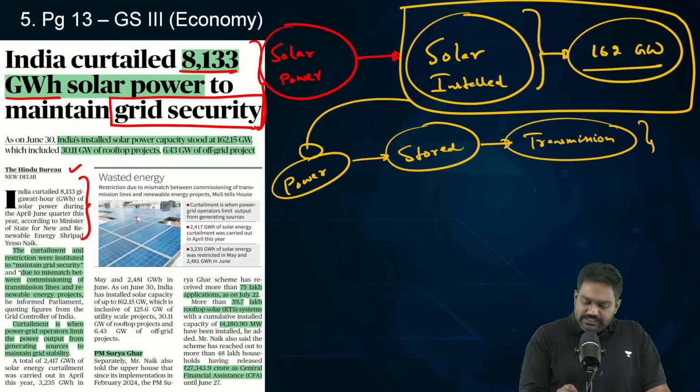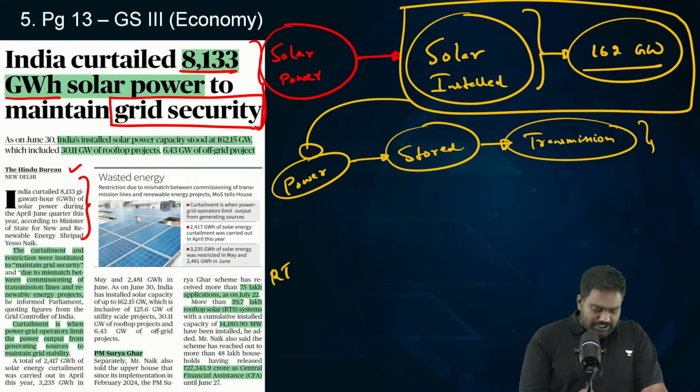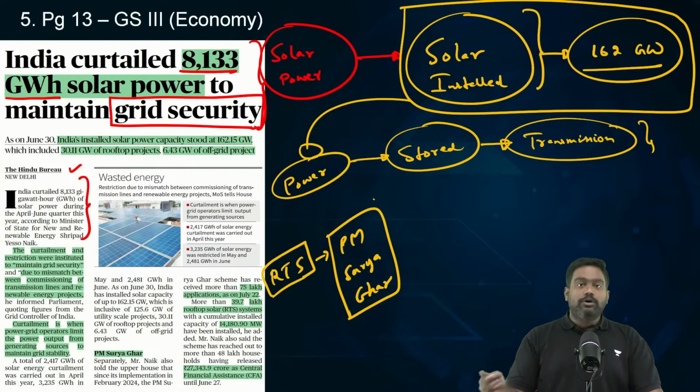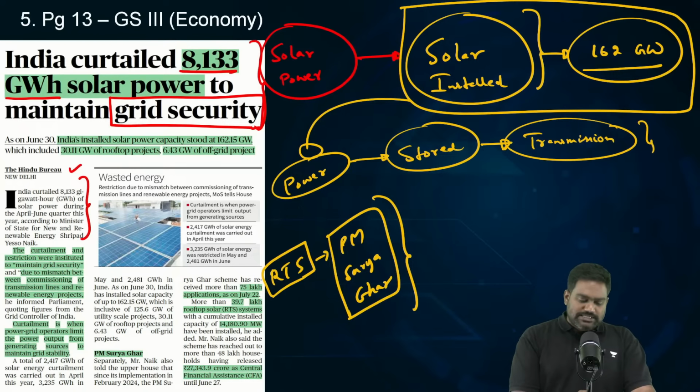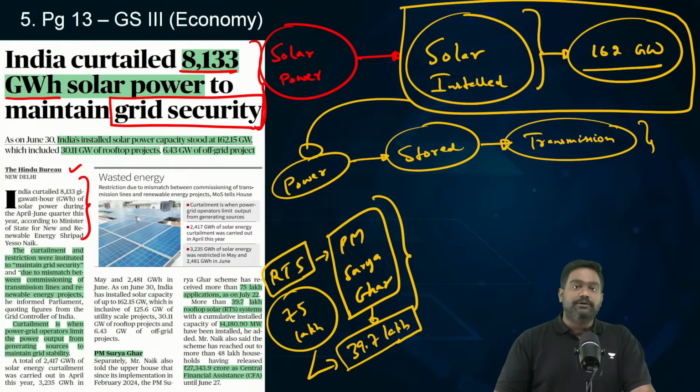So while India has pushed ahead with establishment of solar parks, India has pushed the rooftop solar project as well under the Pradhan Mantri Surya Ghar scheme, where the central government has been providing financial assistance for households to set up solar modules on their rooftops. More than 75 lakh applications have been received, and as of now, at least 39.7 lakh households have already set up rooftop solar systems with financial support from the government.